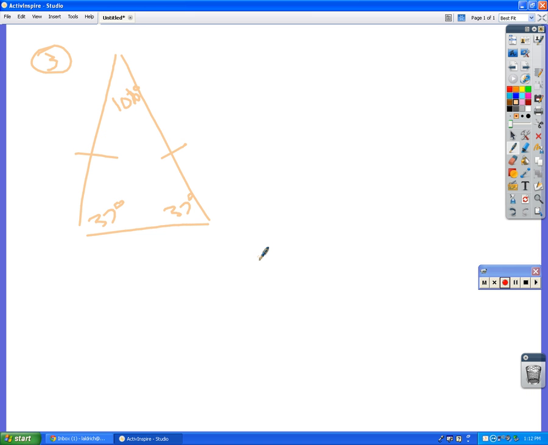Number four. If a triangle has two angles of equal measure, then the third angle is obtuse. False. That is false. Good. You can have an acute isosceles triangle, or you can have an obtuse isosceles triangle.